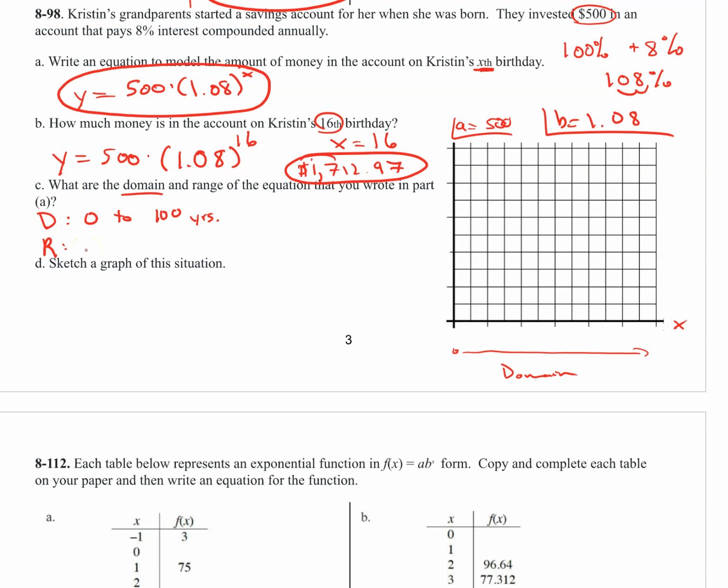How about the range? Well, we start at 500, and then the money grows, something like that. So the range is going to be 500 to infinity, or whatever's left when she dies. So I'm just going to say infinity. That's fine, assuming it keeps going forever, something like that. I'll let you sketch a graph. Make sure you label. Don't forget to label.